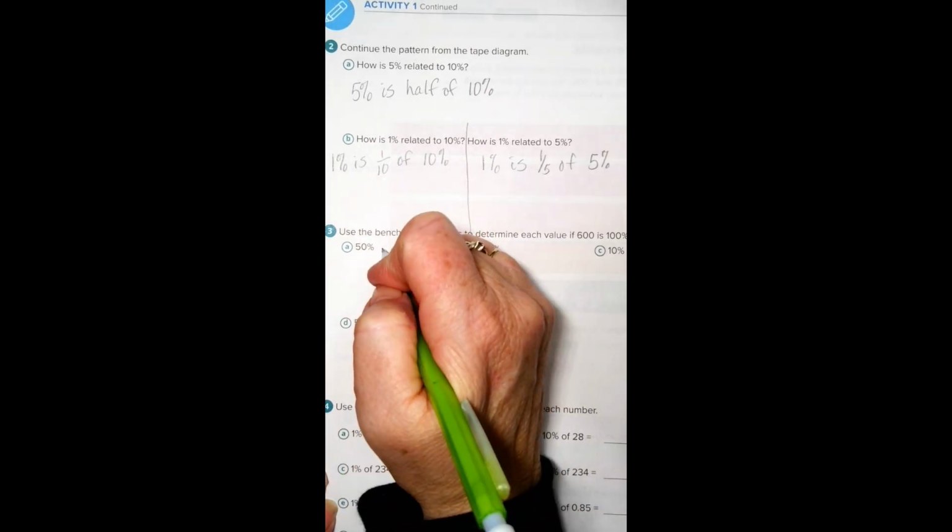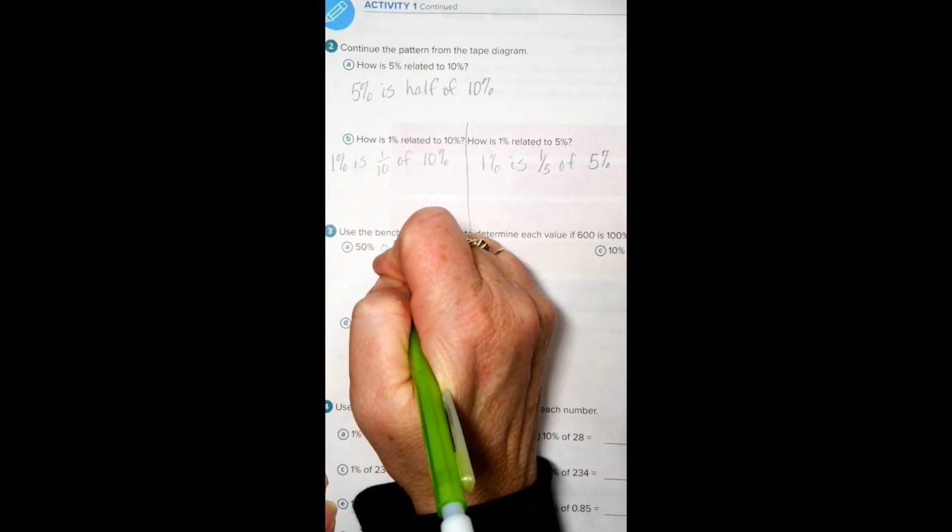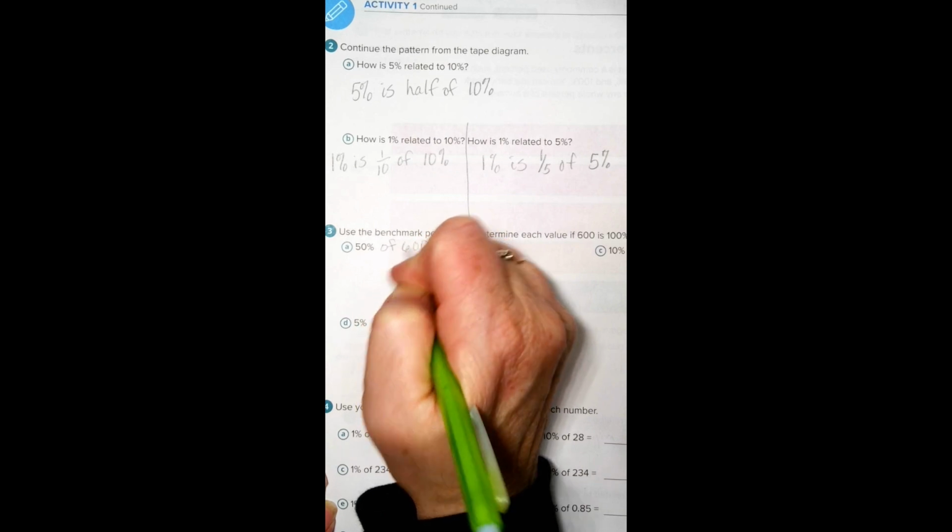Go out just a little bit here. Okay, so now number 3 says use the benchmark percents to determine each value if 600 is 100%. So if 100% is 600, then how much would 50% be? It's 50% of 600. Most of you can probably get that pretty easily. 50% of 600 would be 300.